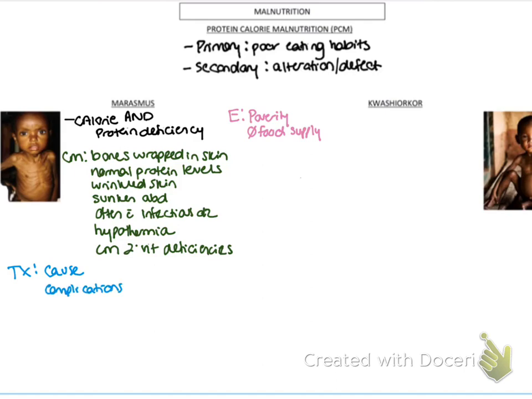Dr. Daniels, what is that word after CM2? Clinical manifestations secondary to vitamin deficiencies.